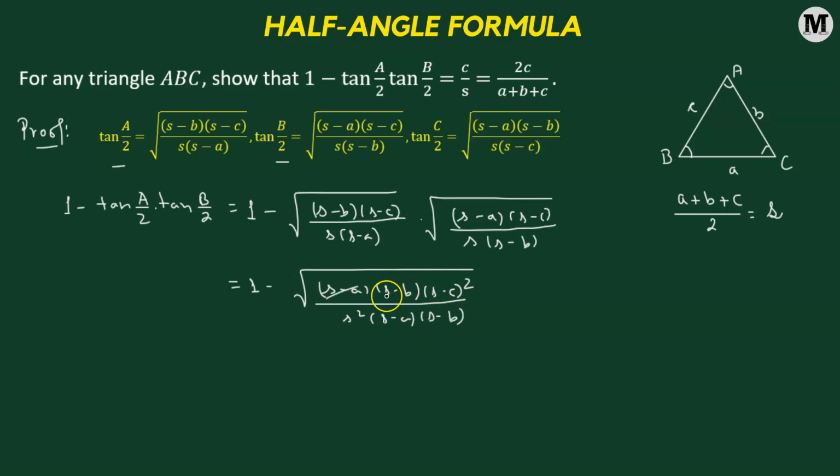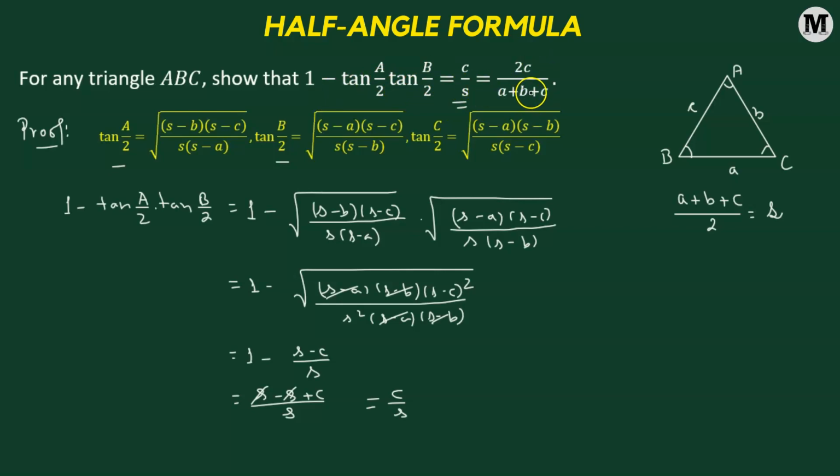Now here we can cancel out (s minus a) and (s minus b) from the numerator and the denominator. So this simplifies to 1 minus (s minus c) divided by s. Now when we combine them, we have (s minus s plus c) divided by s. Here s and s get cancelled out, which leaves us with c over s. So we have shown that 1 minus tan(A/2) times tan(B/2) equals c over s.